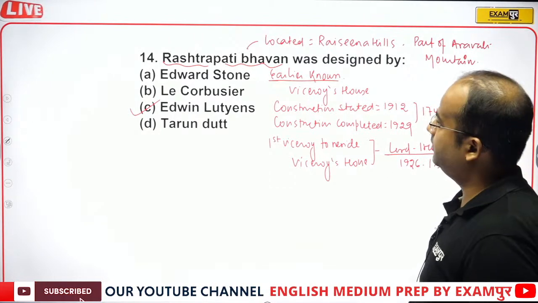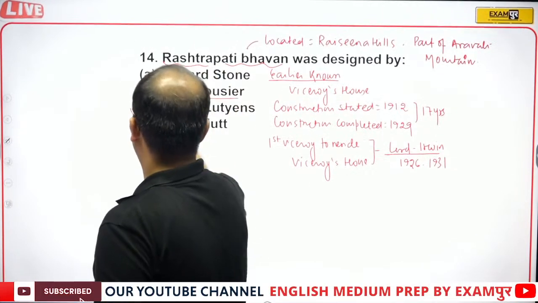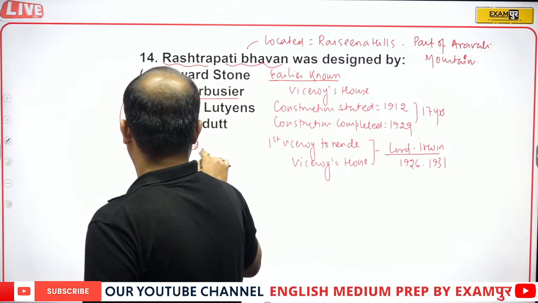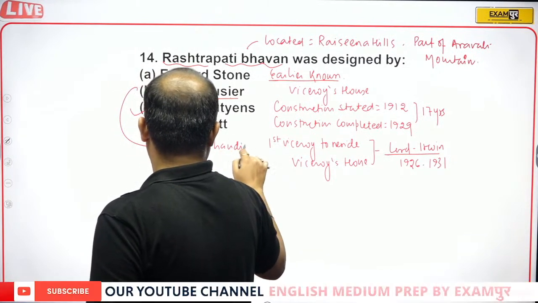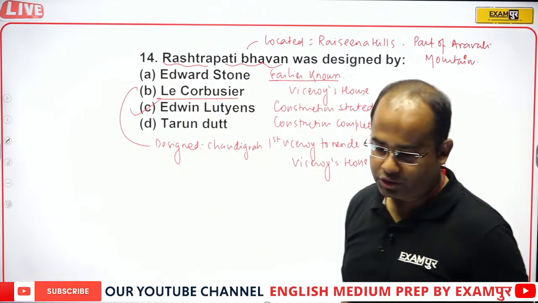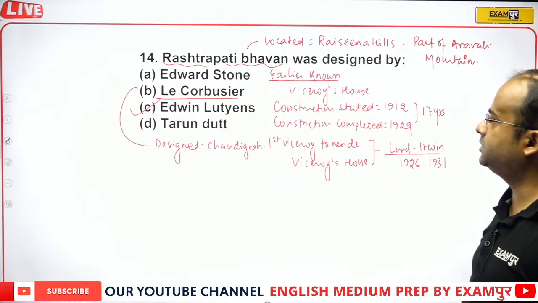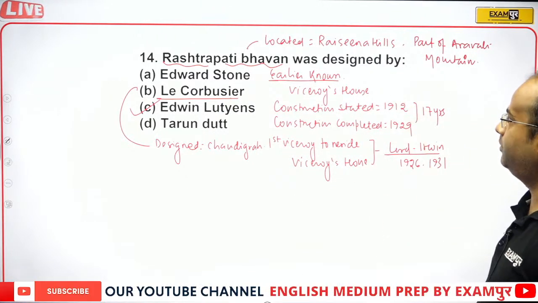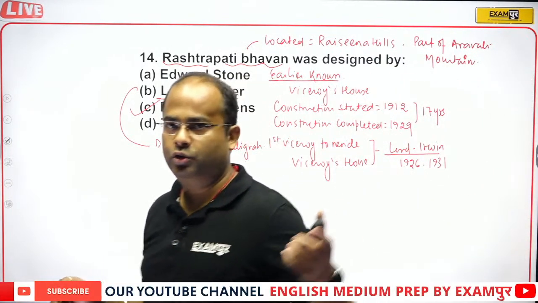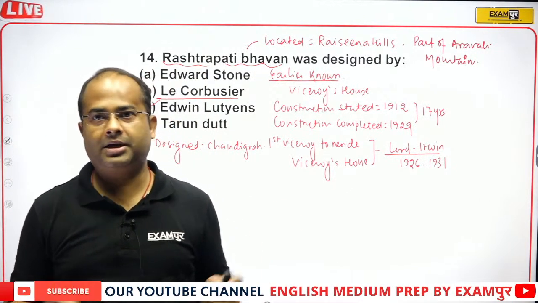So correct answer will be option C, Edwin Lutyens. Le Corbusier, he designed Chandigarh. So correct answer will be Edwin Lutyens, and it took almost 17 years to construct this very beautiful building. And now the road from Rashtrapati Bhavan directly to India Gate, earlier it was called Rajpath, now it will be called Kartavya Path.